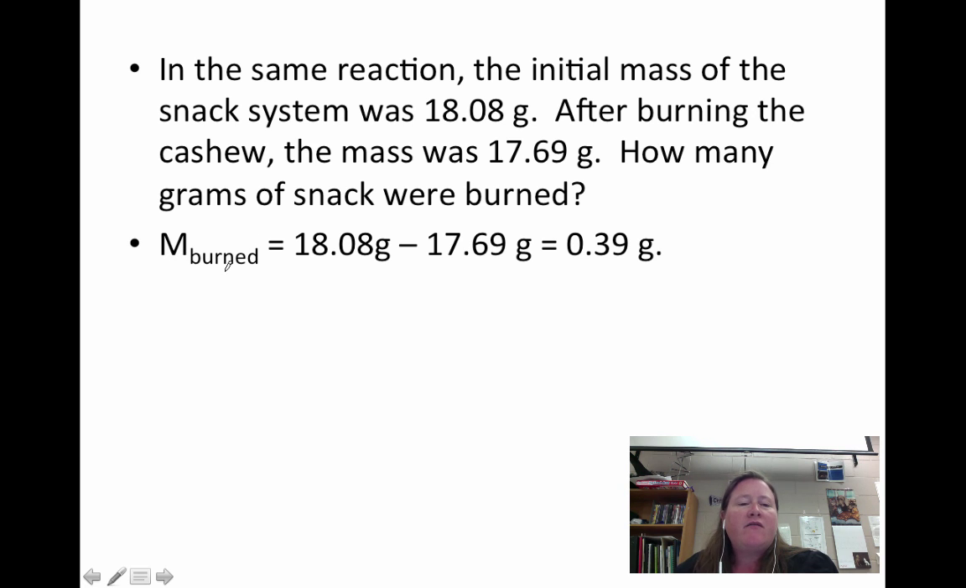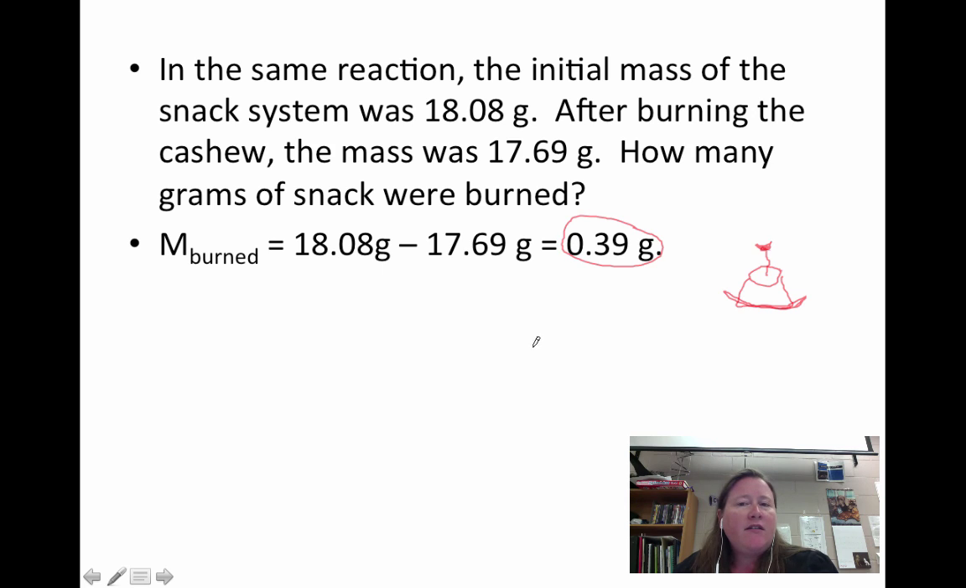To get the mass of the snack burned, we have to take the initial mass of the whole system. I'm just going to remind you that the system in this case was a little pedestal, and on the pedestal was a little wire clip, and then we had the cashew stuck there. So this whole thing was measured before burning and after burning. When you get the difference of the whole system before and after burning, you can calculate the number of grams of cashew burned, which is 0.39 grams.